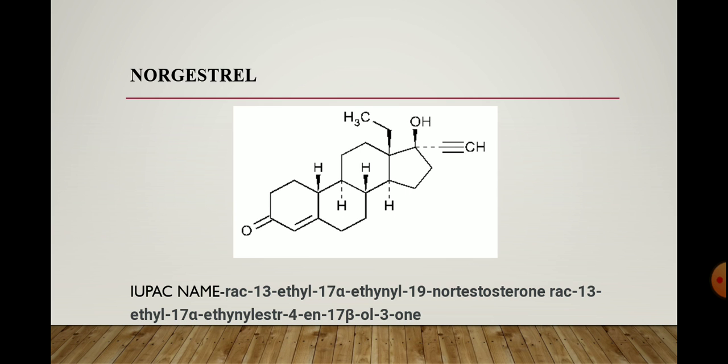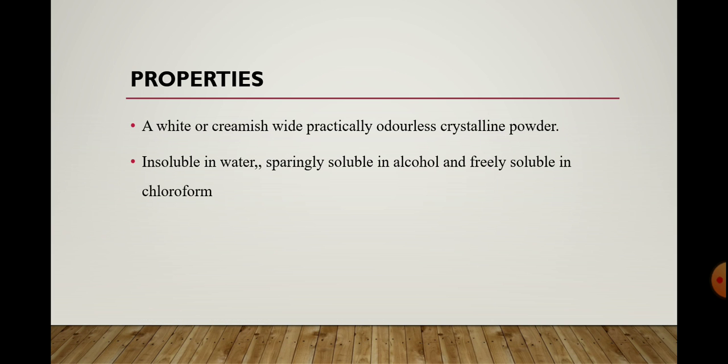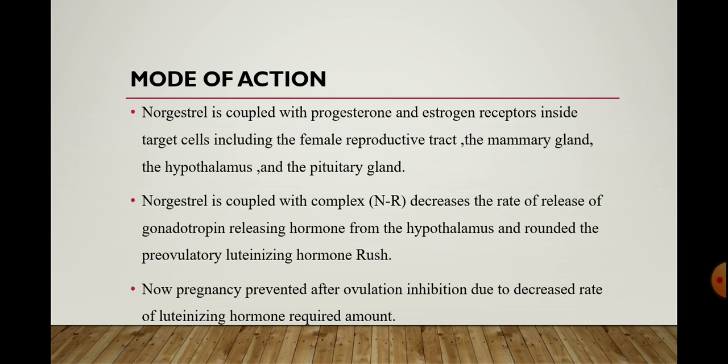Next drug which is used as an oral contraceptive is Norgestrel. So this is the structure of Norgestrel. Next is the property of Norgestrel. It is a white or creamy white, practically odorless crystalline powder. It is insoluble in water but sparingly soluble in alcohol and freely soluble in chloroform. Next is the mode of action or mechanism of action of Norgestrel.